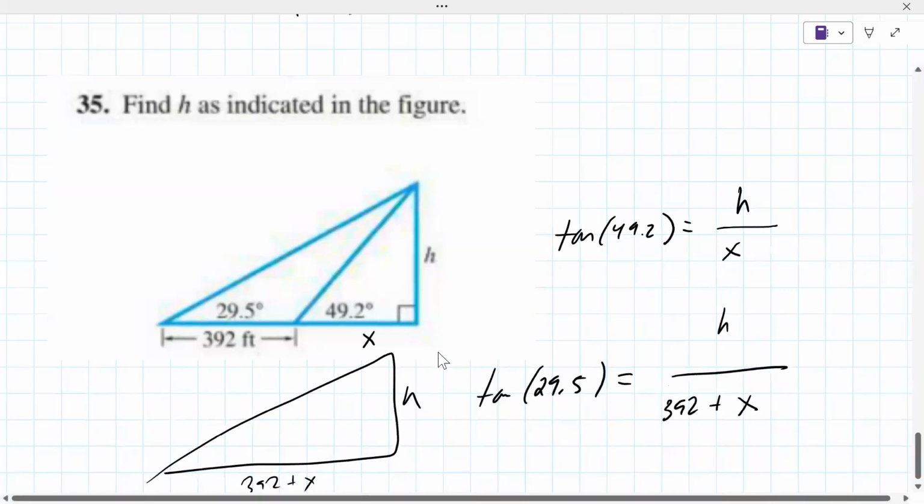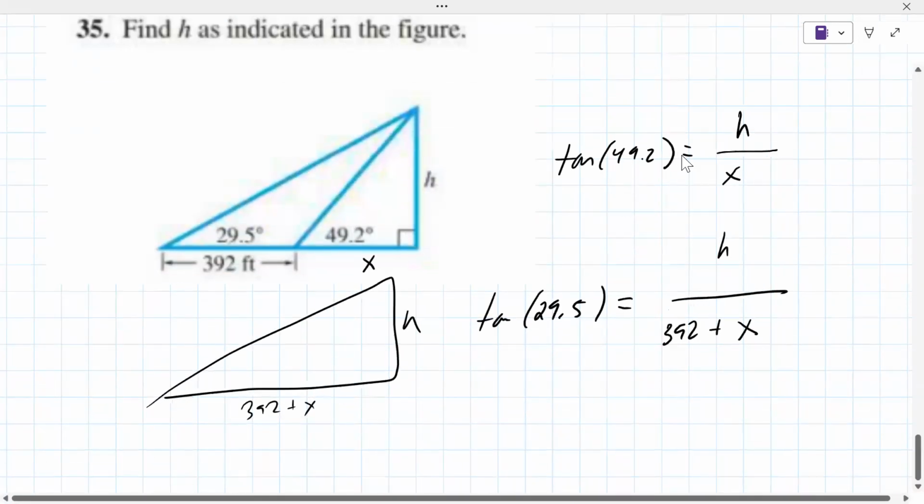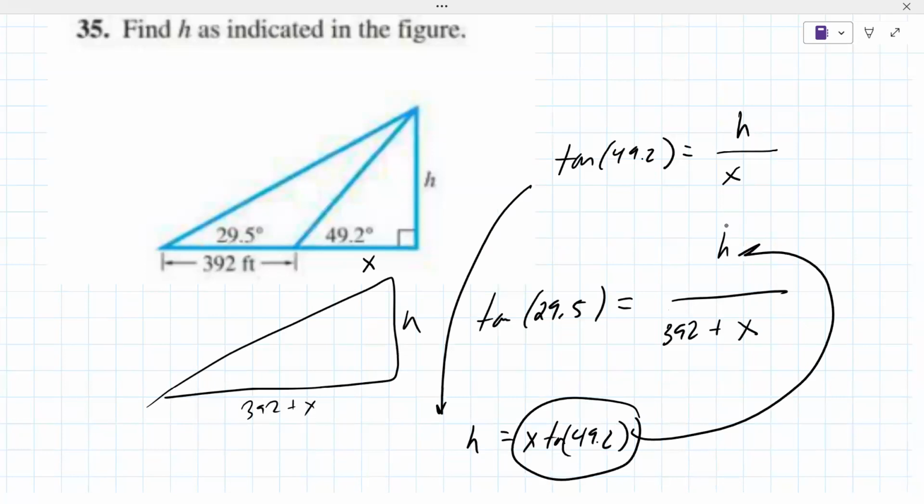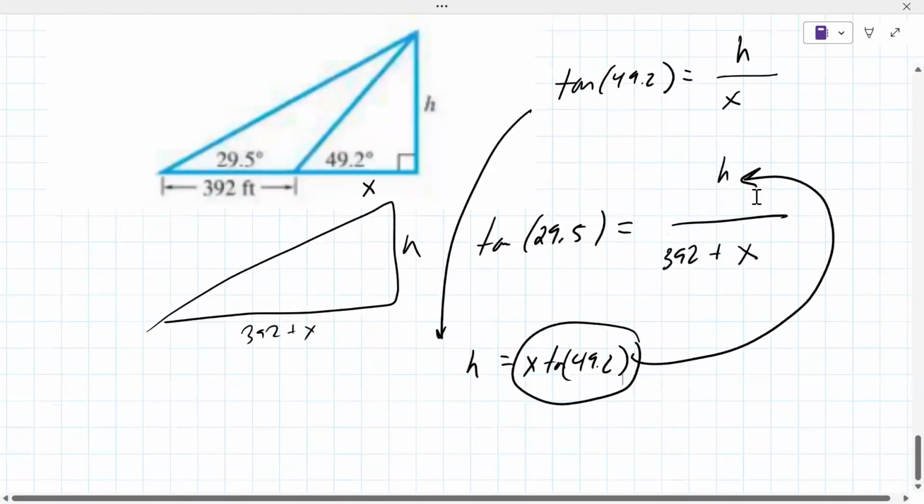Okay. Now you always solve the first equation because you want to substitute in for h. You can do it the other way, but for the other variable, it's way more difficult. You try to limit the challenge here. So try to remember that. That's important. And there's other ways to do it. I just always solve it for h. So this is h equals x tangent 49.2. And that goes in there.